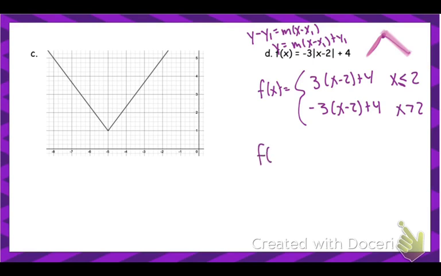And then I'm just going to simplify it. So I'll rewrite this as 3x minus 6 plus 4. This would be negative 3x plus 6 plus 4. And that's my absolute value equation.